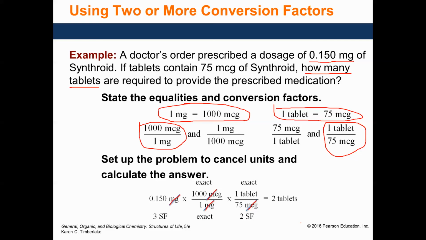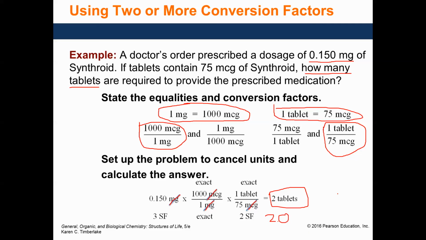And so to punch this into our calculator, we would use 0.150 milligrams times 1,000 times 1 divided by 1 divided by 75. And if we crunch all our numbers, we end up with 2 tablets as our final answer. Or I believe since we're restricted to 2 sig figs, that should actually be 2.0 tablets.